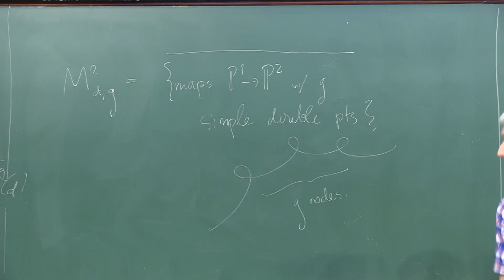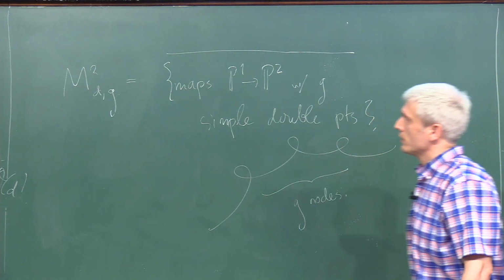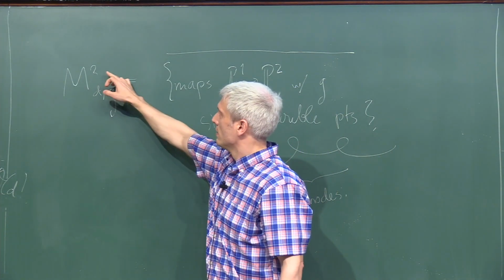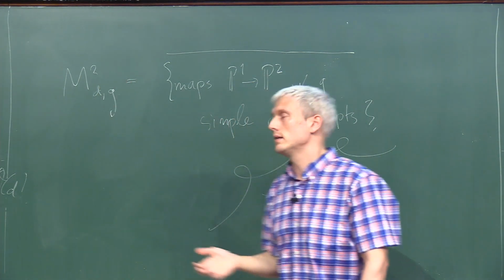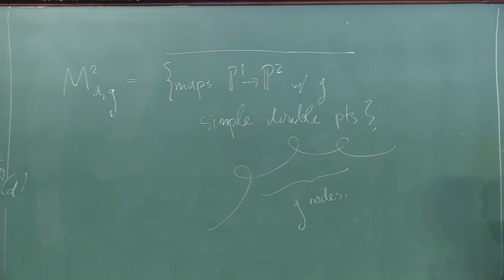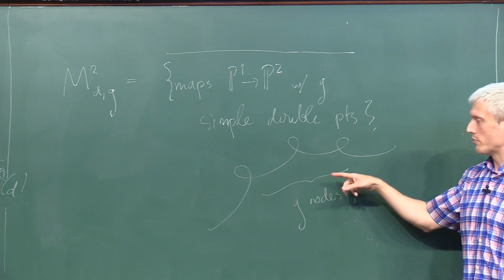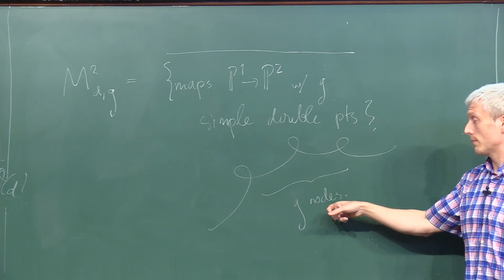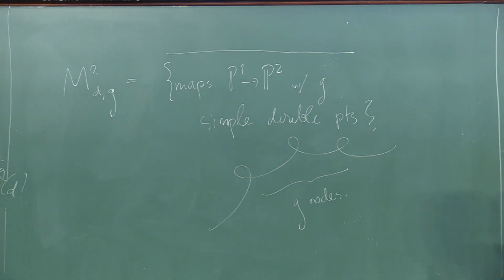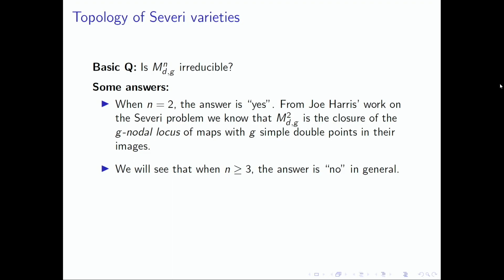Now when we relax this dimension 2 to be any dimension at least 2, it's going to be important to keep in mind the distinguished subvariety of maps whose images have G nodes. In fact, whenever n is at least 3, it's going to turn out that the Severi varieties are not irreducible most of the time. I'm going to try to give you some idea as to why that would be the case.